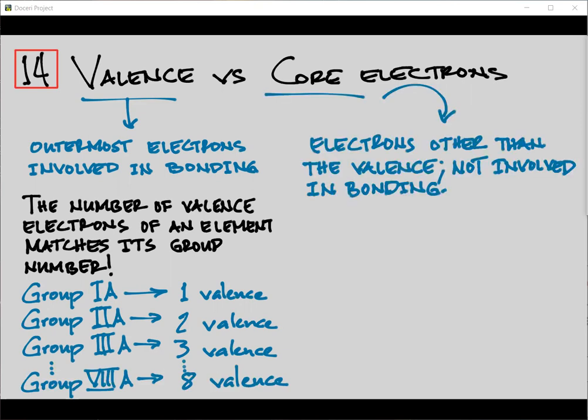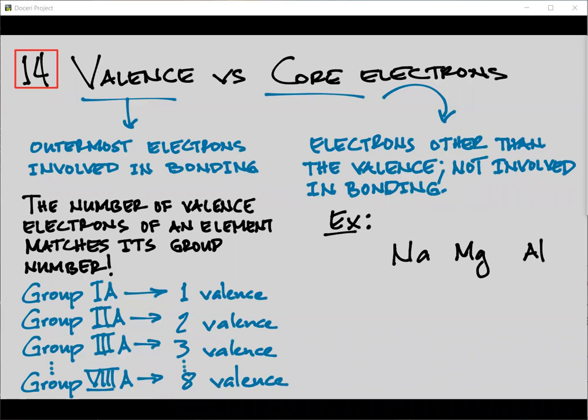The core electrons, on the other hand, are the electrons other than the valence electrons, right? The rest of the electrons other than the valence. And they are not involved in chemical bonding. They're buried deep within the atom, and so they're very difficult to access. It would require a huge amount of energy to even touch these core electrons. So how do we determine the number of valence electrons and core electrons for a given element?